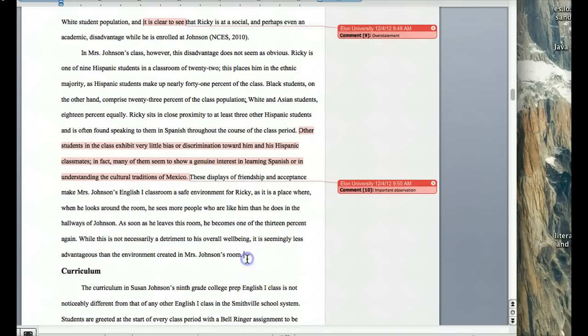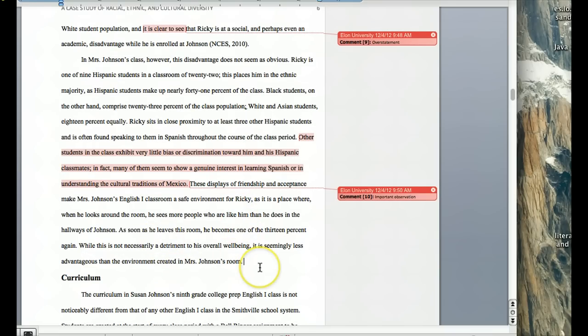Now here's a place where Ricky is clearly at the center of this paragraph, and I do think, though, that a quote from Ricky could really strengthen this paragraph. So it's asserted that this classroom is a place where he feels safe, he feels like he belongs, and so maybe a quote from Ricky, if there were a relevant one, could strengthen this paragraph.